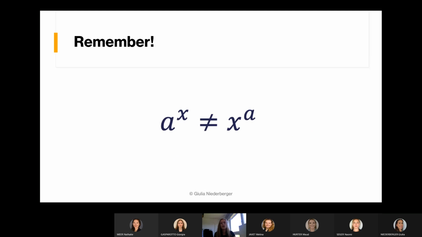And then when you take a derivative, just always remember to not mix up these two. So if a is a constant, don't mix up that 2 to the power of x is not the same thing as x to the power of 2. So when you take the derivative, always check which is the case and apply the corresponding rule.